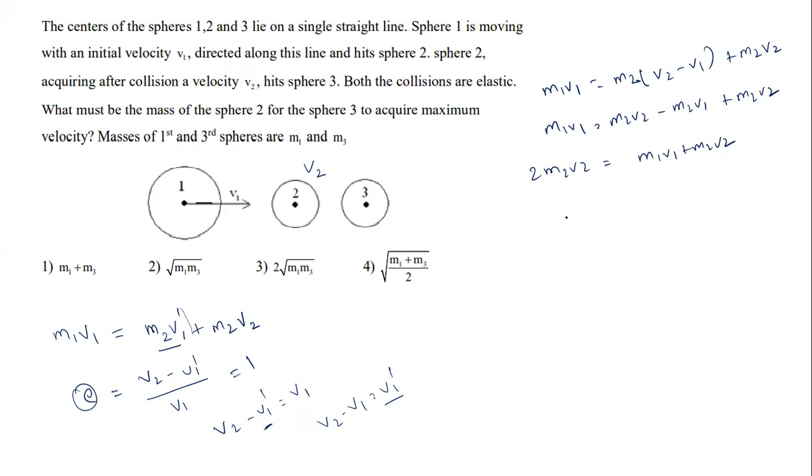So they are asking which one. So we need to find V2, right? So if you make V2 the subject, here it is V. M2 V2, here M1 V1, here M2 V1, right? This goes this side. So 2M2 V2 is equal to M1 plus M2 is equal to V2.